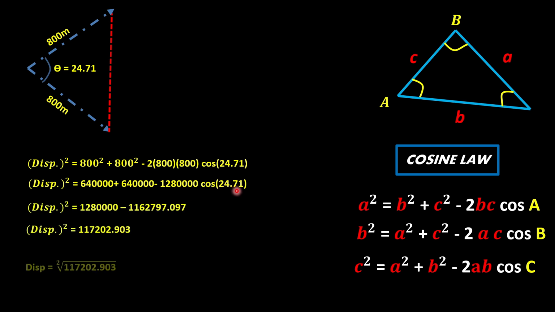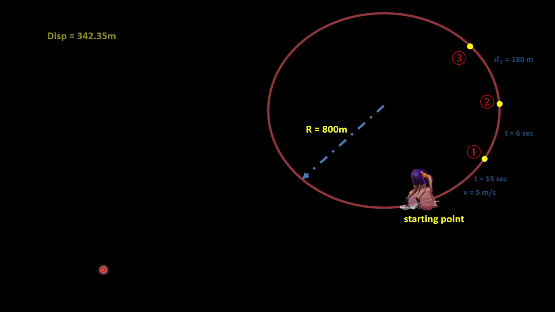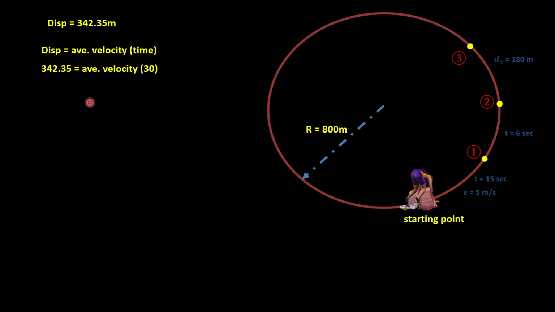Calculating, displacement will be 342.35 meters. So, yan po yung ating displacement. Kung kukunin natin yung kanyang average velocity, displacement, 342 is equal to average velocity times total time, 30. So, average velocity will be 11.41 meter per second.